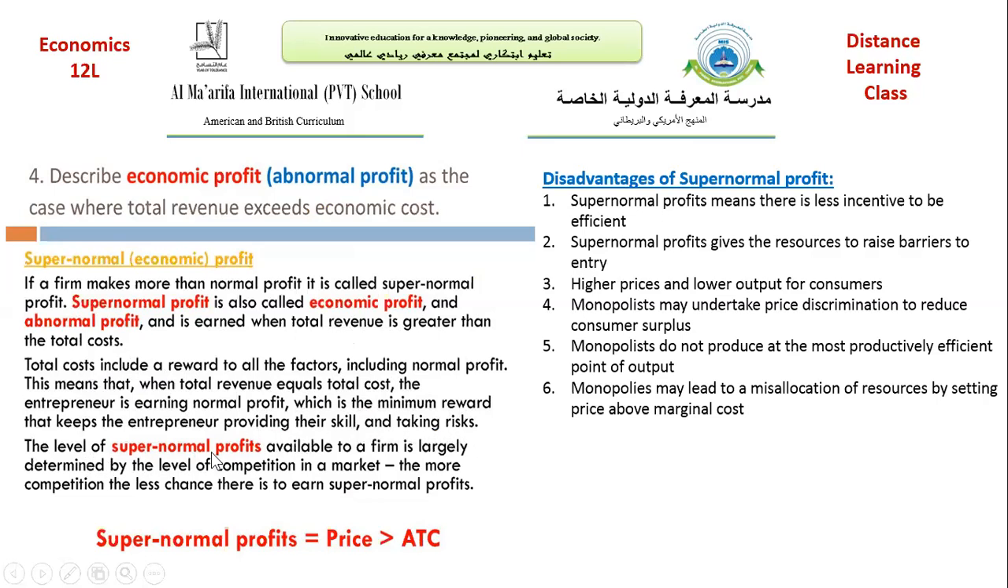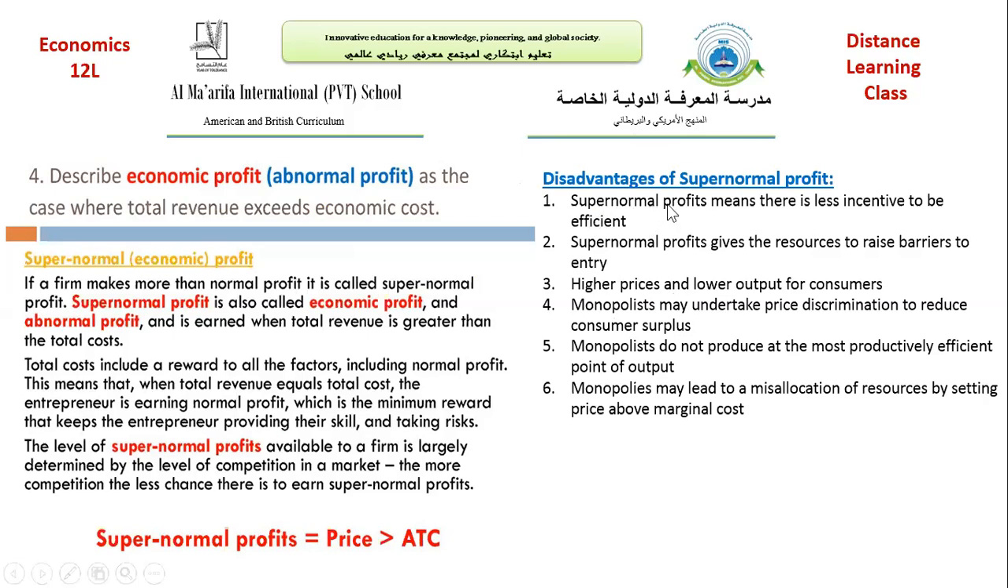But the level of supernormal profits available to the firm is largely determined by the level of competition in the market. The more competition, the less chance there is to earn supernormal profit. And here, we'll be talking about some disadvantages of supernormal profit. It may sound strange. How come? When a company is earning supernormal high profit, is there any chance to get some disadvantages of it? Unfortunately, yes. And let's talk about it.